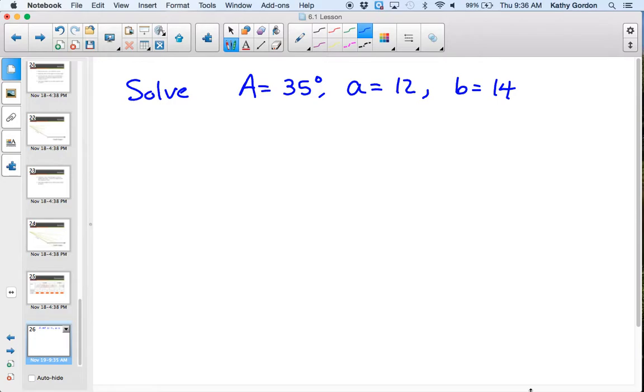So is this SSA? Yes, I'm giving you 2 sides and a non-included angle. So decide which of the 6 scenarios we're dealing with here.